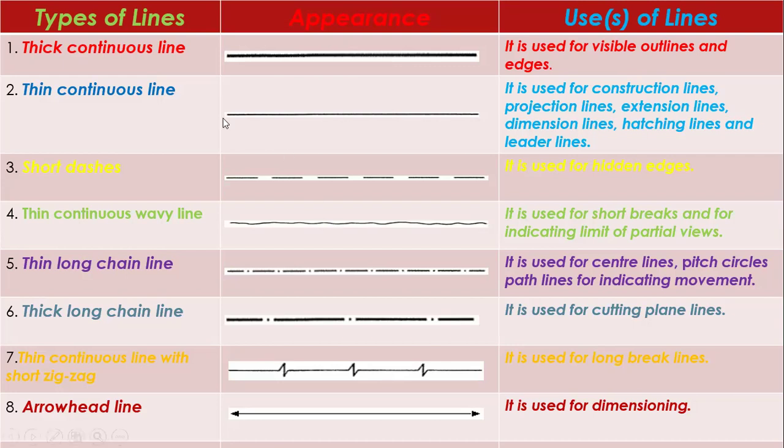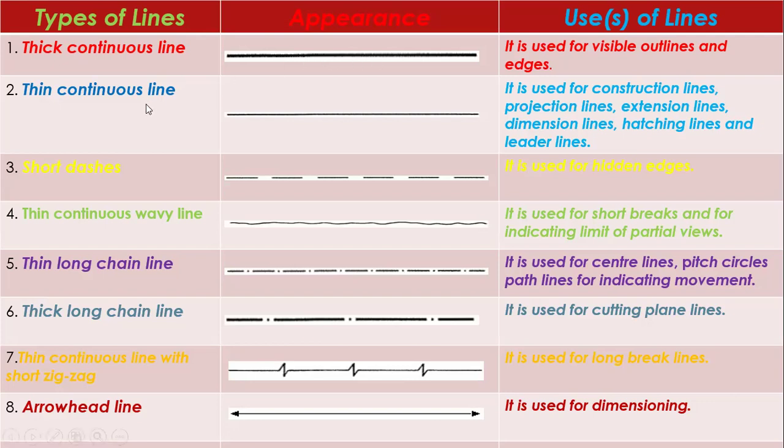The first one is called thick continuous line. If you look at the appearance, it's a thick line. You can see it looking thick. Then what do we use thick continuous line for in technical drawing? As we have in the column for use of the line, it says thick continuous line is used for visible outlines and visible edges. I will still explain this when we come to practical application of lines.